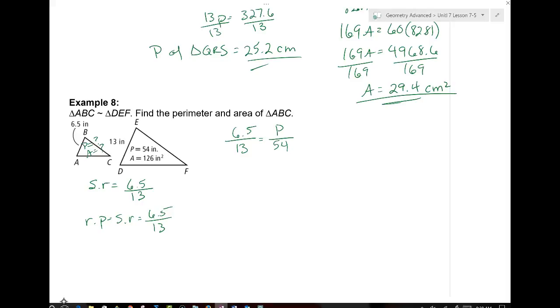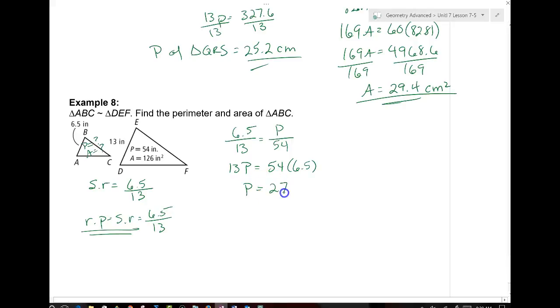So you have your similarity ratio. Notice I just reminded myself, this is not something you have to do, but ratio of perimeter and similarity ratio are equal. So if I'm looking for the perimeter, I set up my proportion going from the smaller triangle to the larger triangle. So 6.5 is to 13 as the perimeter of the smaller one goes to the perimeter of the larger one. So when you cross multiplied, I'm sure you got your numbers. 154 times 6.5. What did you get the perimeter to be?